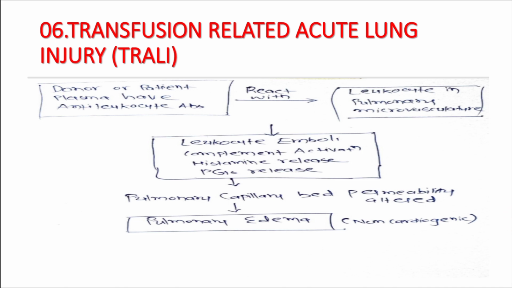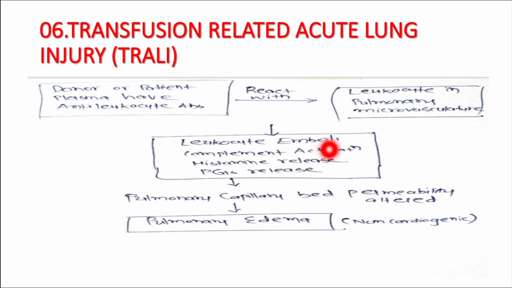The sixth transfusion reaction is transfusion-related acute lung injury, that is TRALI. Now in TRALI, what happens? The donor plasma will contain an antibody against the leukocytes of the patient, right? Sorry, they will develop the antibody against the leukocytes that are present in the pulmonary microvasculature. And such antibody will react with the leukocytes in the pulmonary microvasculature, and they will develop leukocyte emboli.